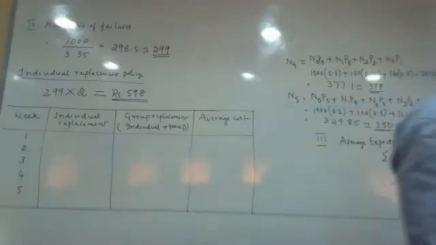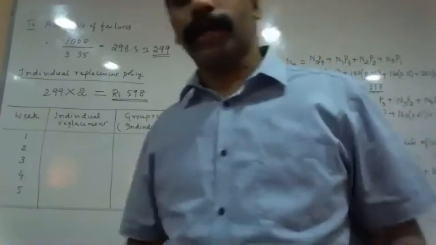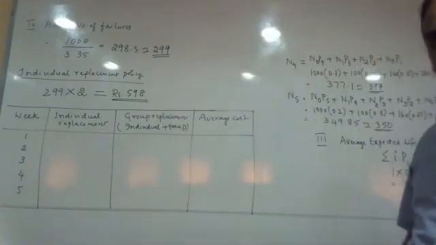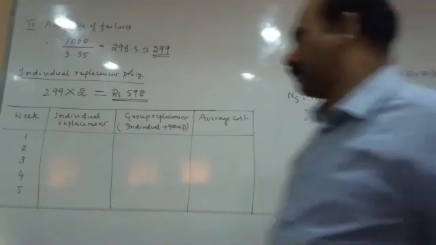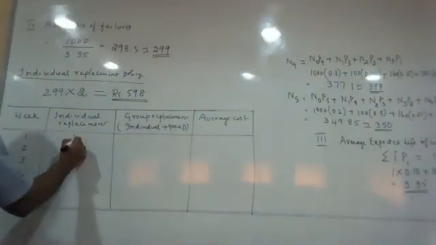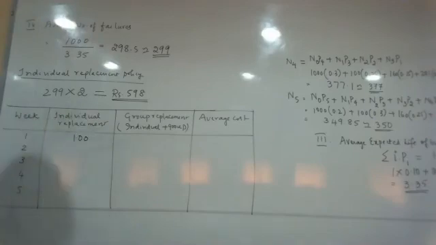Now I want everyone to please tell me the values. Week number 1, how many bulbs have failed? Please look at your values and tell me. In the first week, totally how many bulbs have failed? 100, sir. Very good. So the total will be taken as 100. If I go for individual replacement, I have to replace 100 bulbs in the first week.